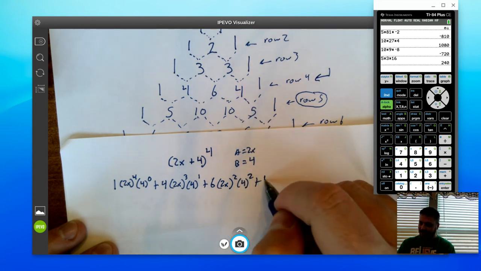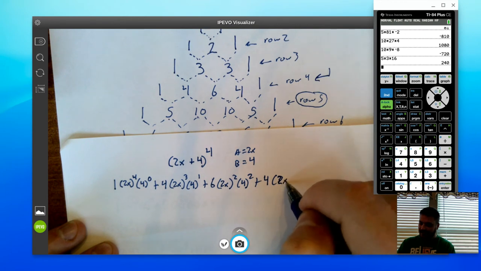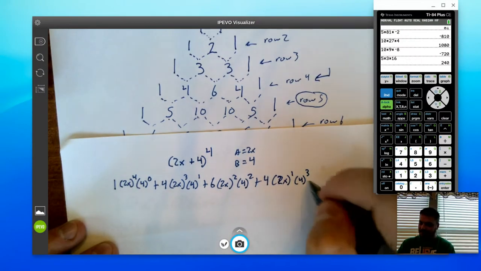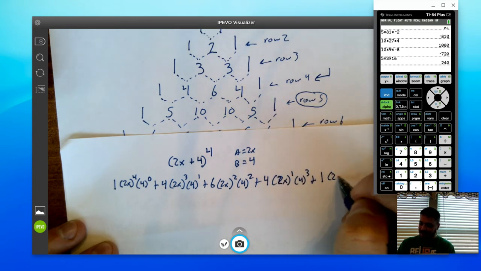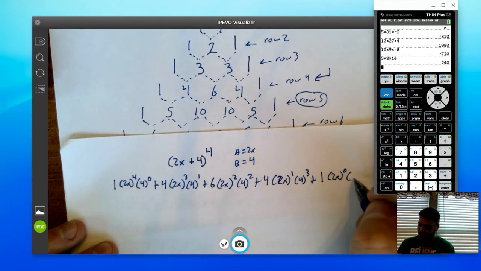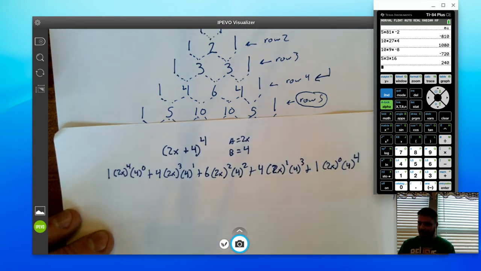Next number in the row, 4. A is to 1 less power, the first. B is to 1 more power, the third, plus. Last number in the row, 1. This time A is to the 0 power, 1 less than 1 is 0, and B is to the 1 more power, fourth. Now, here comes my math.